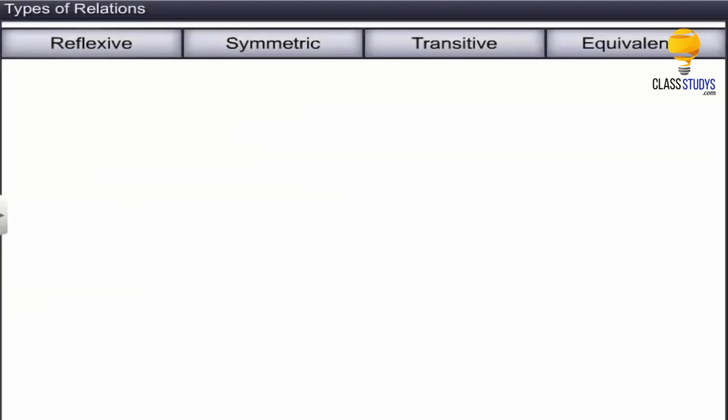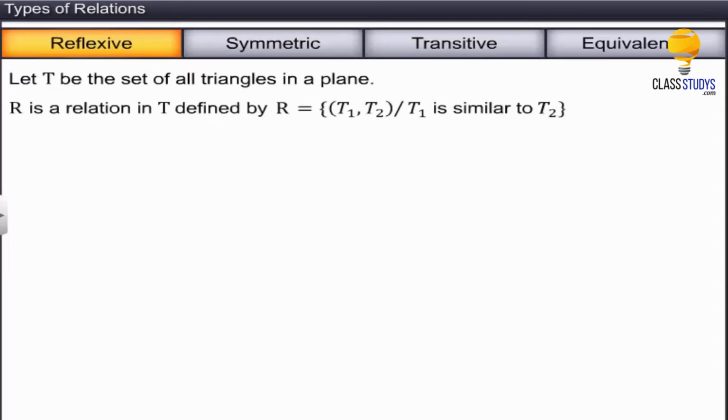There are 4 different types of relations. Let's first see when a relation is said to be reflexive. Let T be the set of all triangles in a plane. Define the relation R in T by the set of ordered pairs (T1, T2) such that T1 is similar to T2. If an ordered pair (T1, T1) is in set R, then it implies that T1 is similar to itself, which is true, since every triangle is similar to itself. And this holds true for all the triangles in set T.